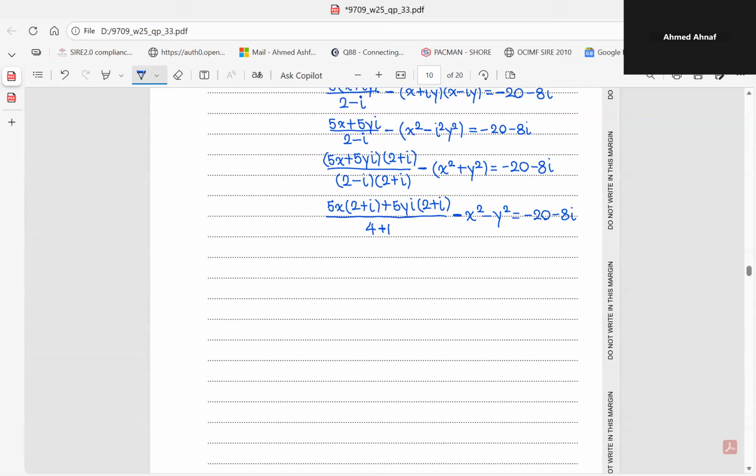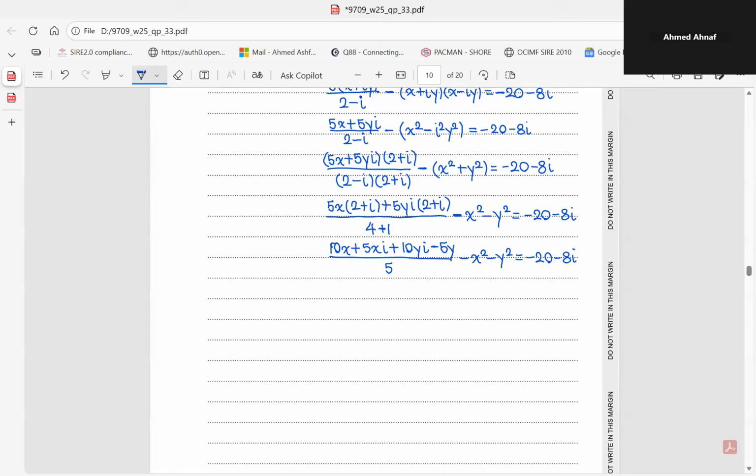Okay, so 4 plus 1, that's just 5. So we can, okay, you know what? Let's just expand everything out first. So 5x times 2, that's 10x, plus 5xi, plus 5yi times 2, that's 10yi, plus 5yi times i, that's 5yi squared. So i squared is minus 1, so you get minus 5y over 5 minus x squared minus y squared equals to minus 20 minus 8i.